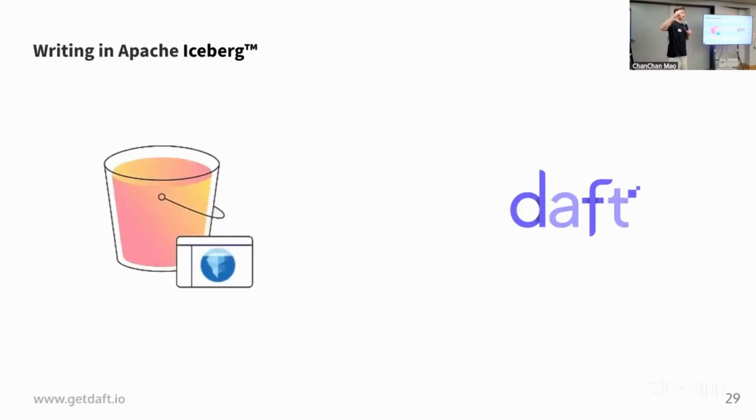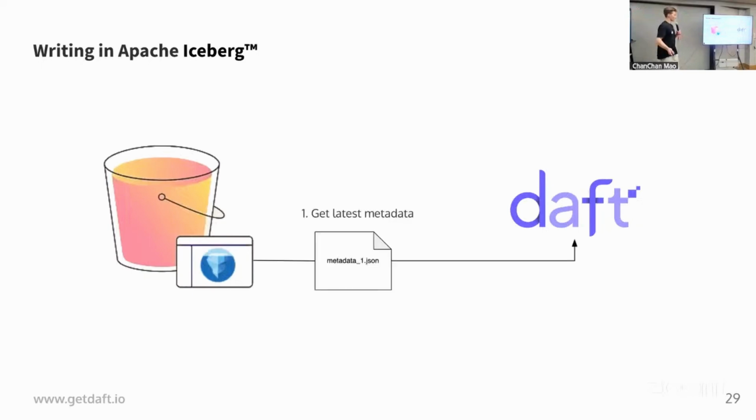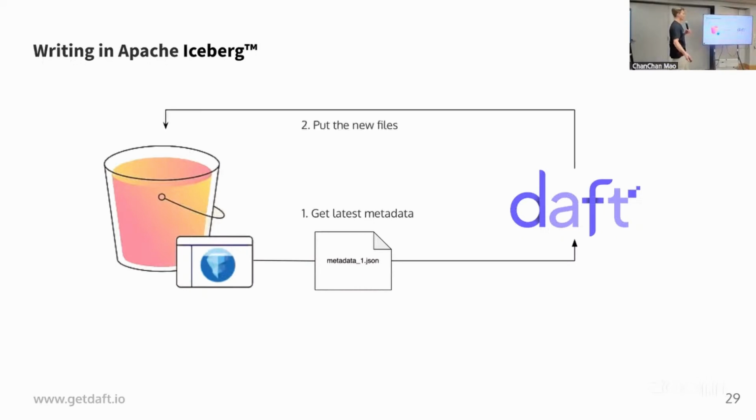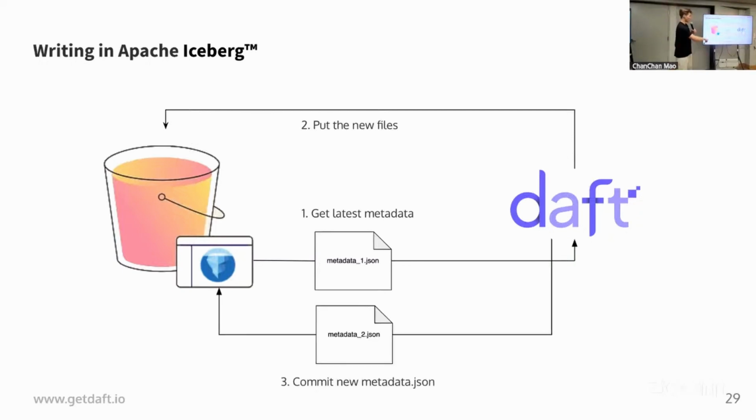To step back, how do you actually write data in Apache Iceberg? Well, the first thing you do is, again, get that latest metadata file. You need to know where everything is, and then you perform the operation that you want to do. To insert, you need to put all those new files. It's S3, it's append, you're just pushing stuff. So you put all those new files in there, and then you need to create the new metadata file, and then you need to tell everyone else that okay, here's the new source of truth.